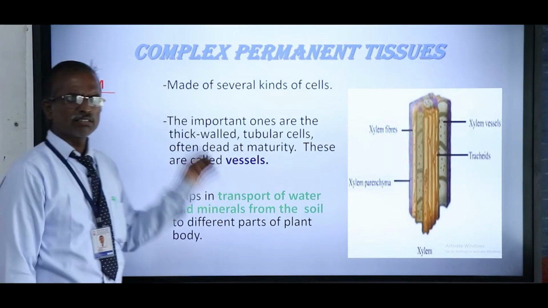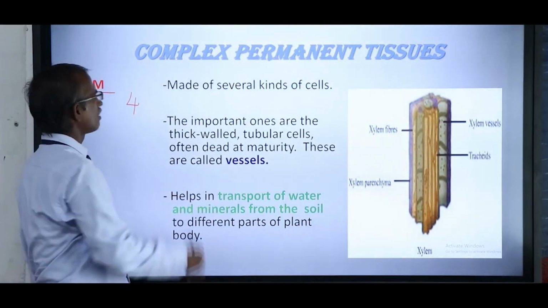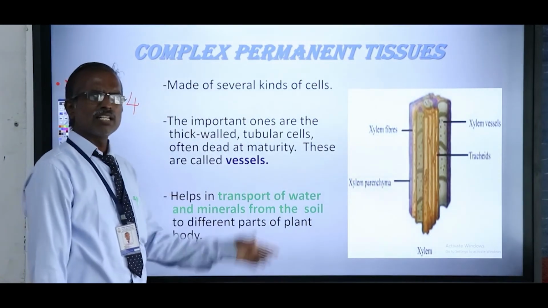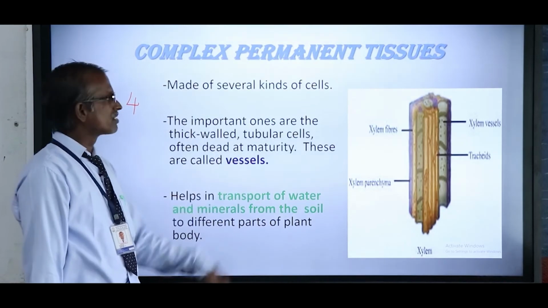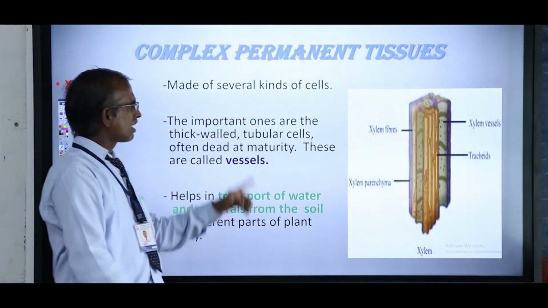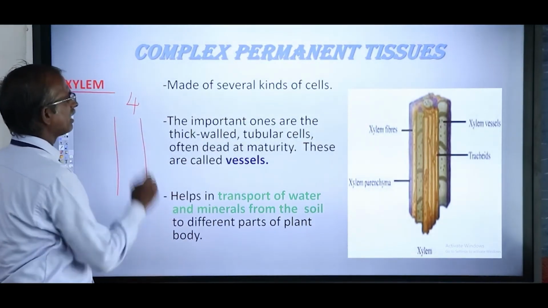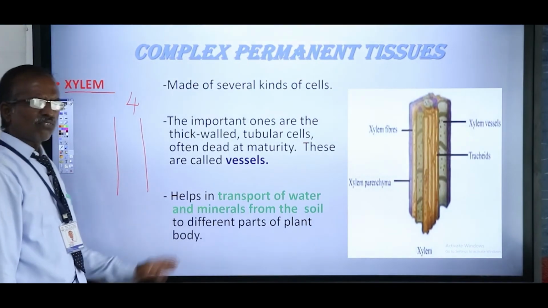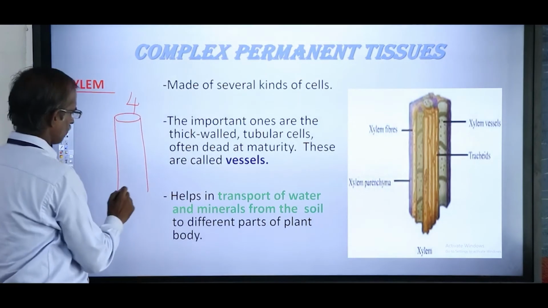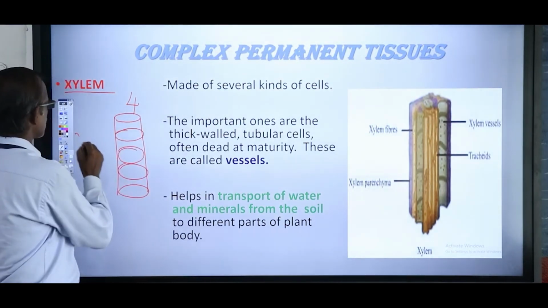Complex tissue consists of two items, one is called xylem. Xylem is made up of four kinds of cells: tracheids, vessels, xylem parenchyma and xylem fibers. The most important ones are long, thick walled, tubular cells, often dead at maturity. We call them vessels.